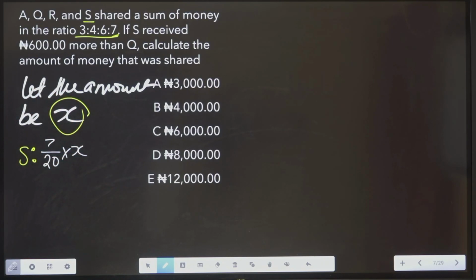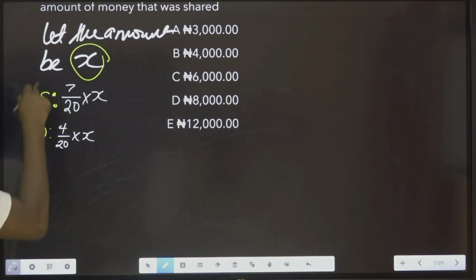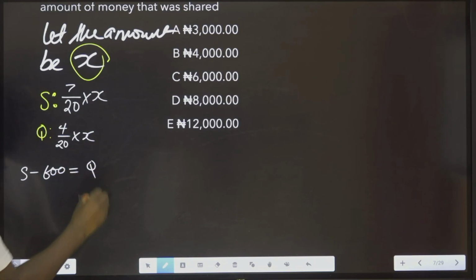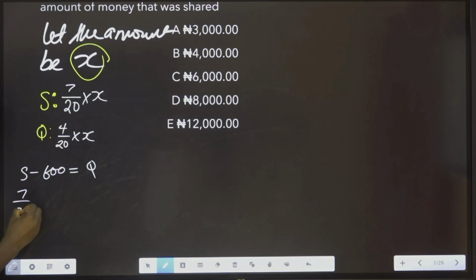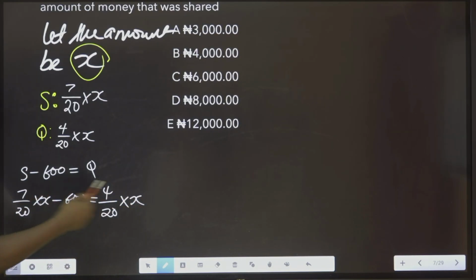Okay? So, amount that was shared by Q is also Q ratio, which is 4 over the total 20 multiplied by X. So, we are told that what S shared is 600 more than what Q shared. So, that means to get for Q, we remove 600 from here to equate these two. So that means S minus 600 before we can get for Q. It means 7 over 20 multiplied by X minus 600 is equal to 4 over 20 multiplied by X. Now we can solve for X.